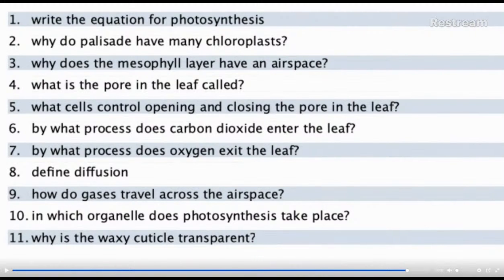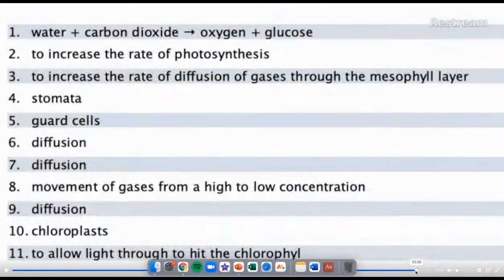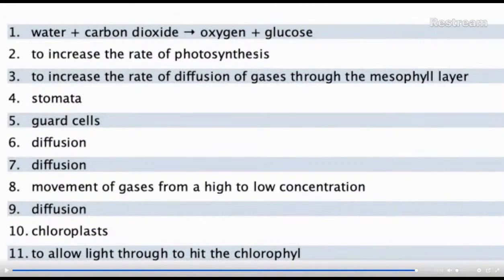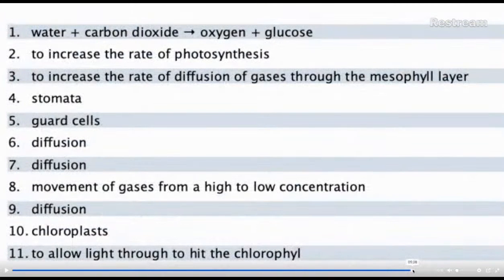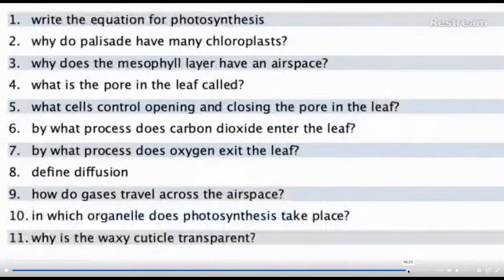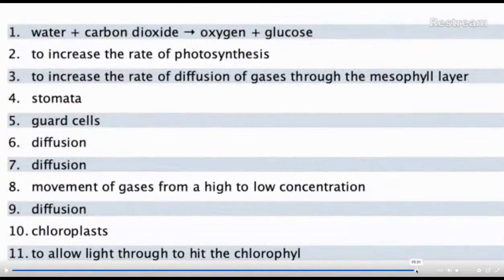Let's now go through the answers. Write the equation for photosynthesis. That is going to be water plus carbon dioxide forms glucose and oxygen. Why do palisade cells have many chloroplasts? To increase the rate of photosynthesis. Why does a mesophyll layer have an airspace? To increase the rate of diffusion of gases through the mesophyll layer.